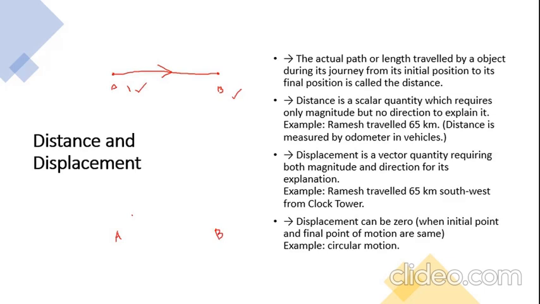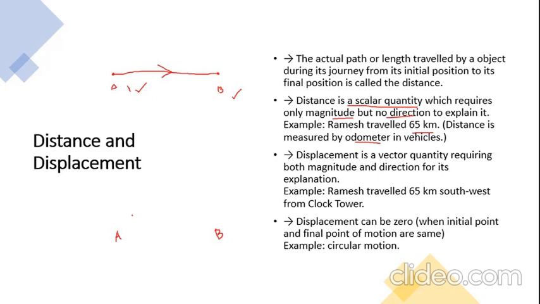And as I told you, distance is a scalar quantity which requires only magnitude, no direction. Example, Ramesh traveled 65 km. Distance is measured by odometer in vehicle. So what is odometer? It is a meter which will record the distance covered by the vehicle. So 65 km, this is called distance covered by Ramesh.